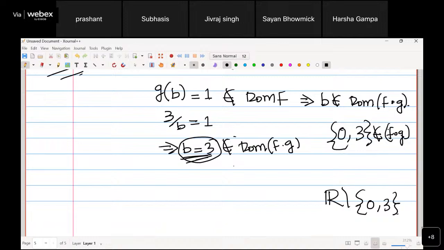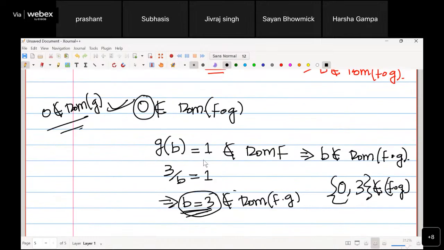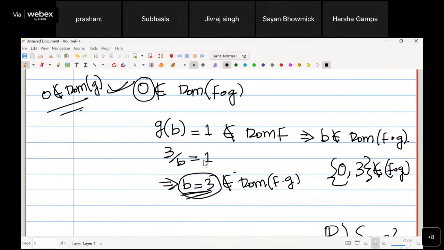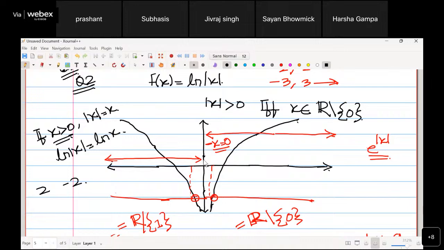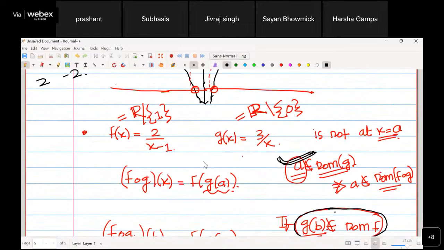Sir, that's what I got from my perception. But in that lecture, sir told that x is not equal to 1 should also be eliminated from the domain of f compose g. That's why I have a doubt, and I wanted to show you that.